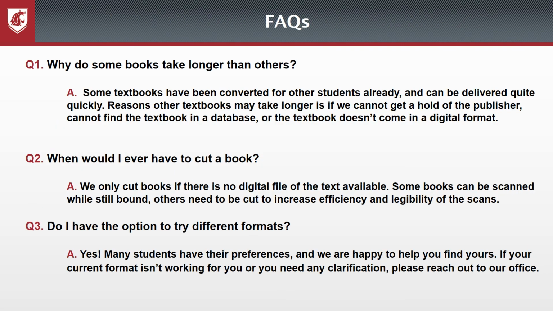Frequently asked questions. Number 1. Why do some books take longer than others? Some textbooks have been converted for other students already and can be delivered quite quickly. Some reasons other textbooks may take longer is if we cannot get a hold of the publisher, cannot find the textbook in a database, or the textbook doesn't come in a digital format.